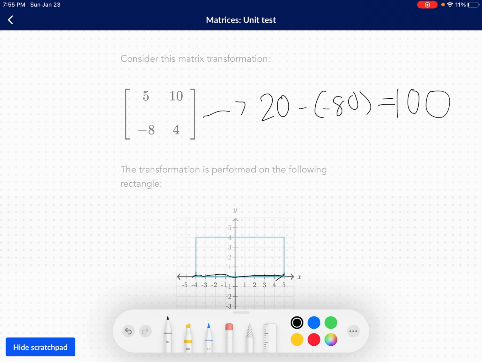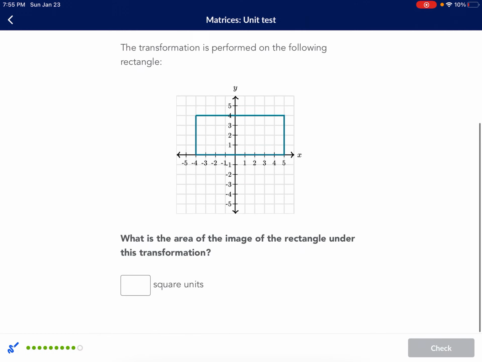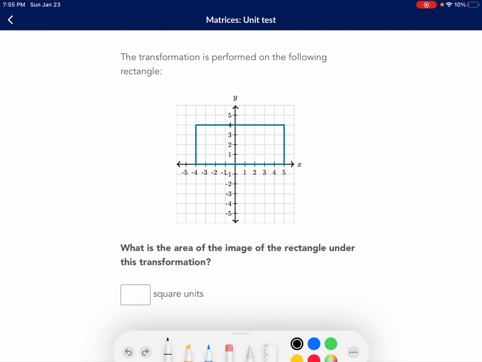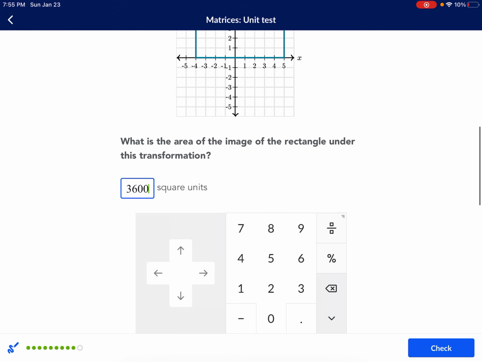And for the rectangle, this is 9 and this is 4, so 36. 36 times 100 is 3600. Yeah, 3600.